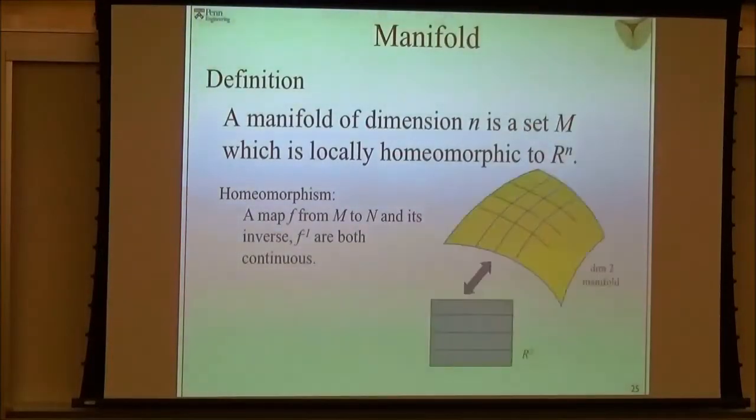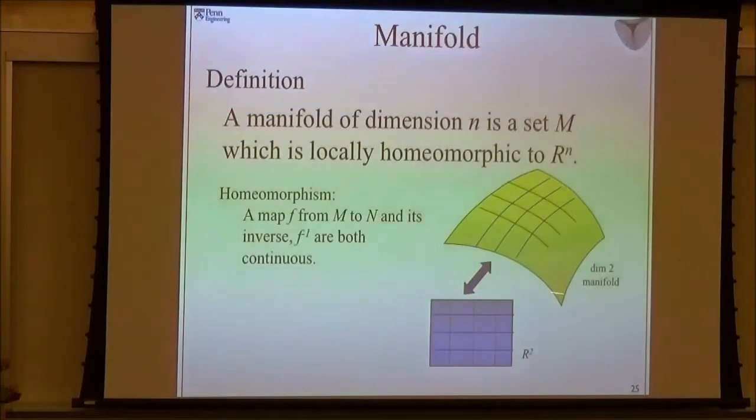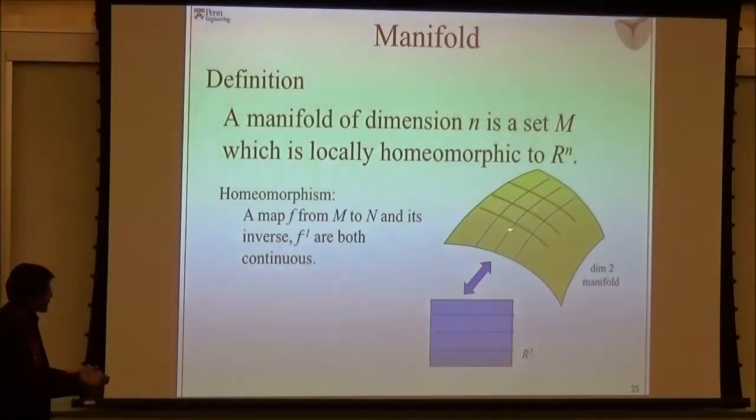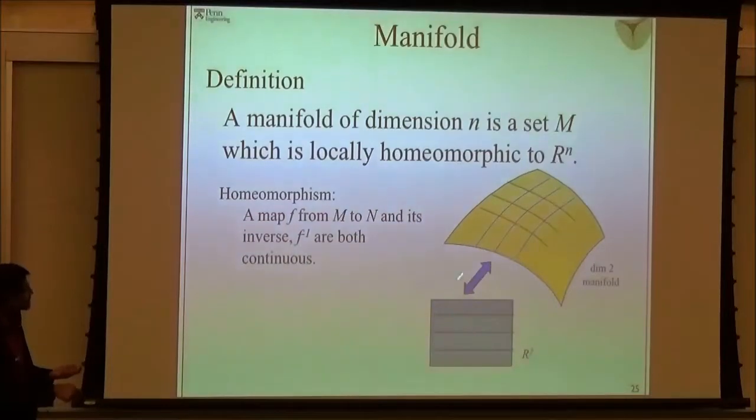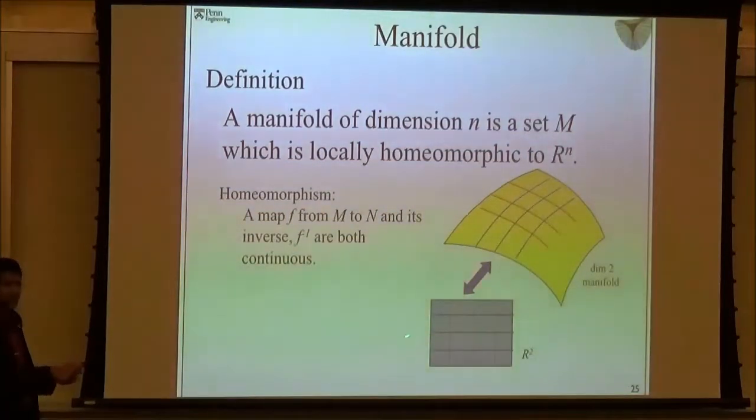So we want a homeomorphism, which means if you have a manifold like this, I must locally be able to map it onto R2 and then go back again. So this should be one-to-one. It should also be continuous. It should also be smooth.